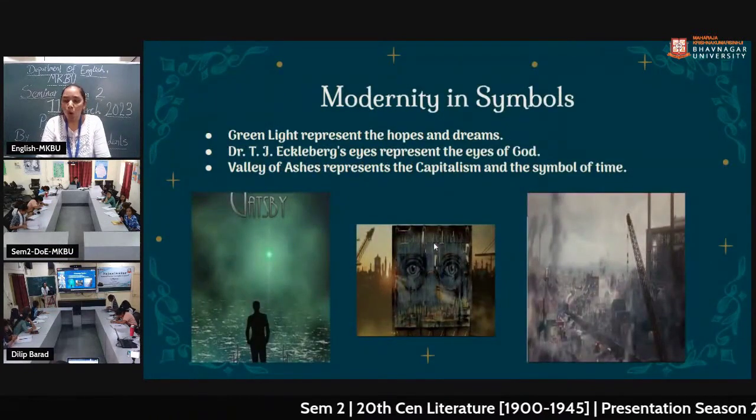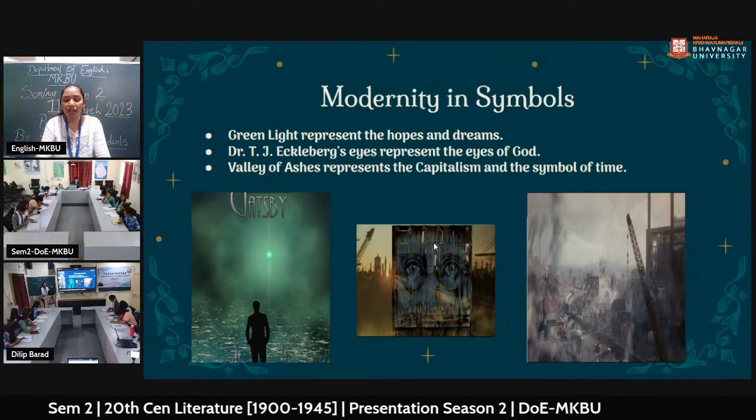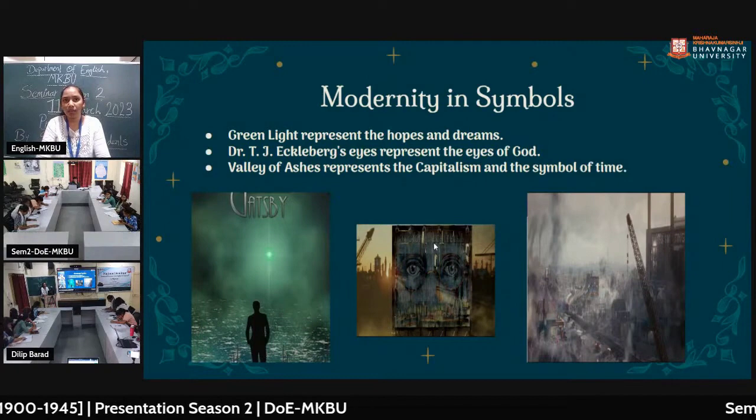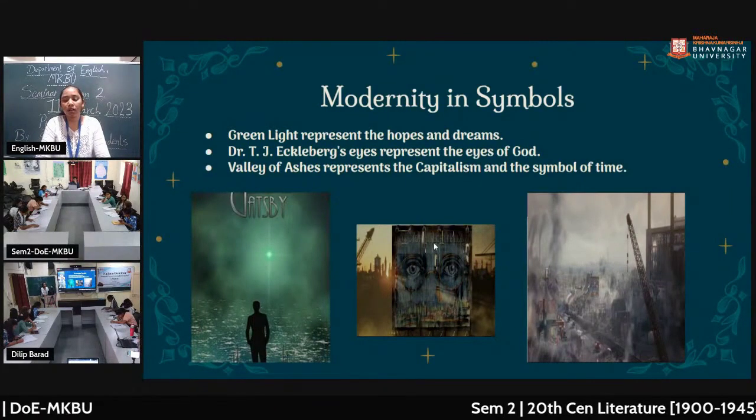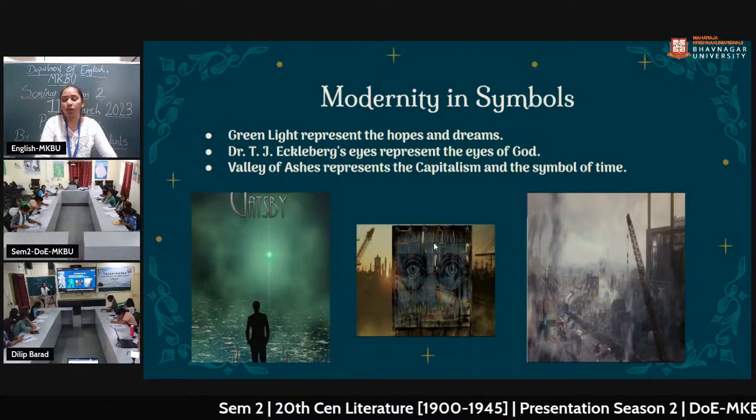Modernity in symbols. First, the green light represents hopes and dreams. Gatsby always hopes that one day Daisy will come into his life, and another is the American dream, which he tried to achieve.